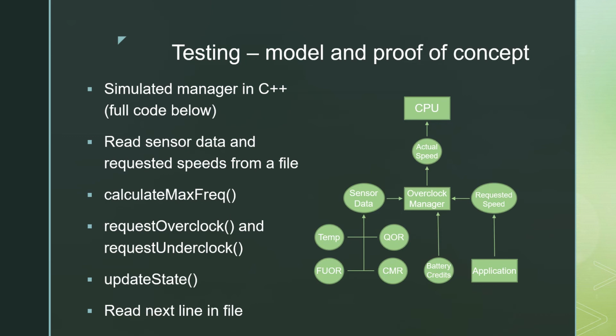Next, depending on the application's requested speed, it will either request an overclock or request an underclock. These, again, could be the same single function, but we decided to separate these because requesting an underclock is a much simpler calculation than requesting the overclock. Generally, we don't stop an application from underclocking if it chooses to. Next, we will update the state. And this is the point where we set the CPU speed, and we also increase or decrease the battery credits depending on what speed the CPU is currently running in. And at this point, we determine that a period has gone by, and we'll read the next line in the file.